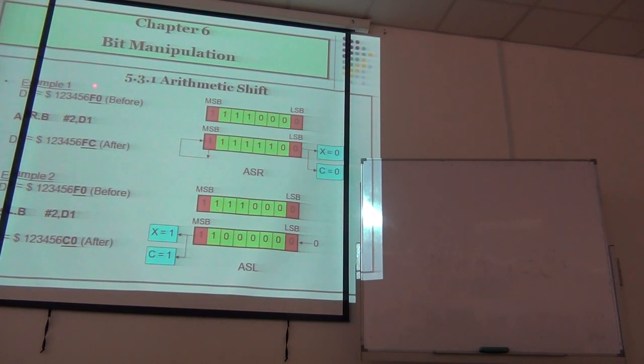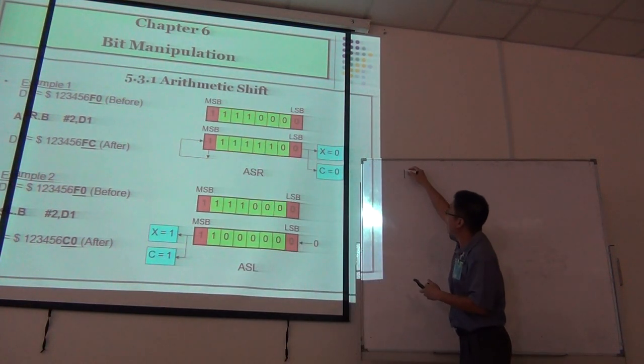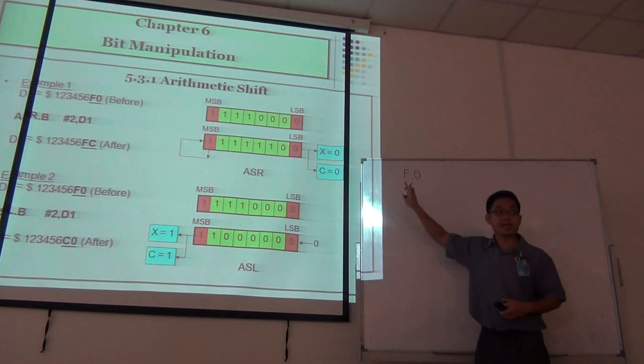Right. Now you can see that the command is like this. This is arithmetic shift right dot byte. Hash 2. Hash 2 means it will shift 2 times at D1, in terms of byte size. Okay, let's look at the byte size. So this is F0, correct? The first one is F0. Okay, like this. F0. This is the byte size.